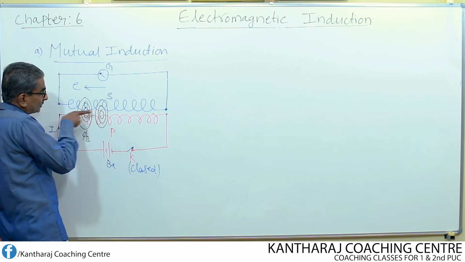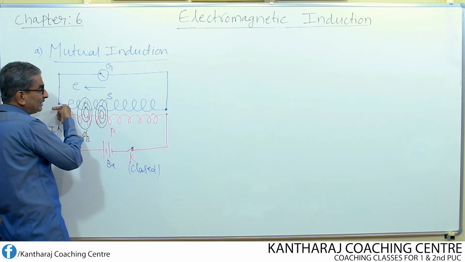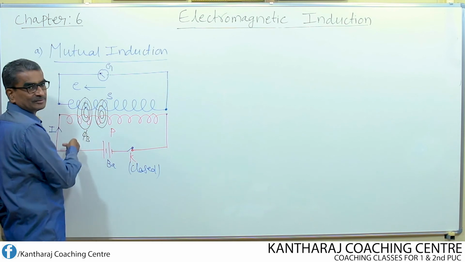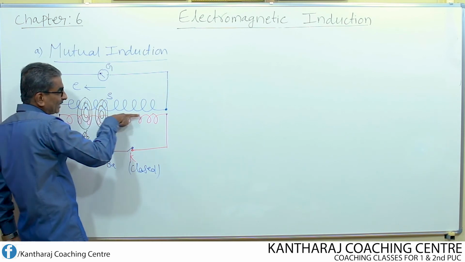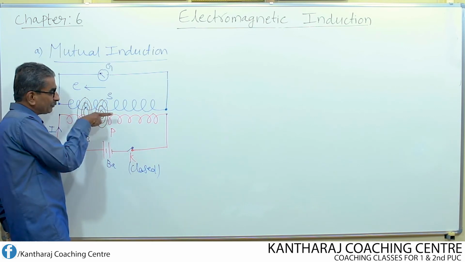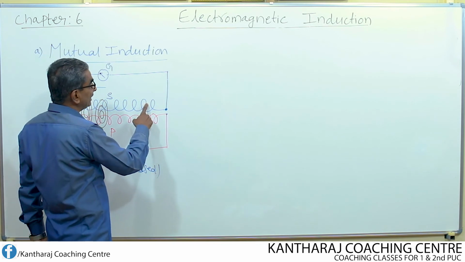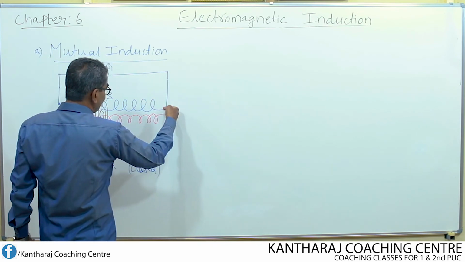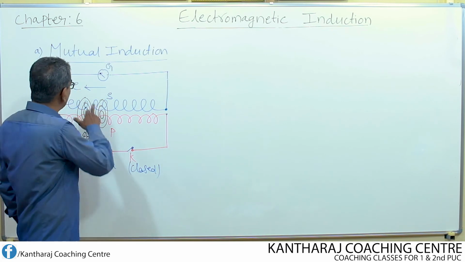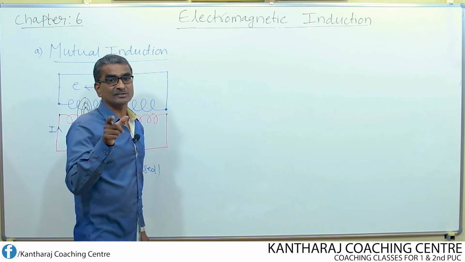So, if the current flows in the primary in this direction, the induced current in the secondary will be in the opposite direction. That is why the direction of induced EMF is written like this. If the current in the primary is towards the right side, it keeps flowing turn by turn from left to right, whereas the current induced in the secondary keeps flowing turn by turn from right side to left side. This is how the direction of induced EMF is opposite to the current, obeying Lenz's law.